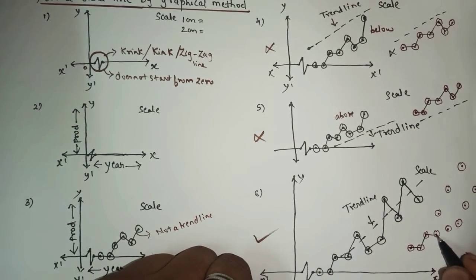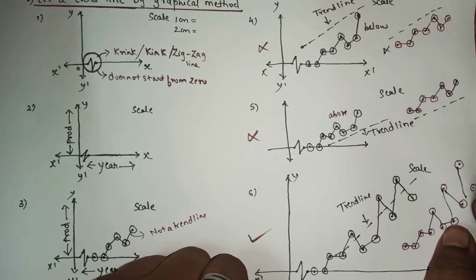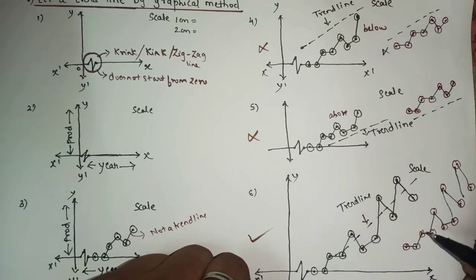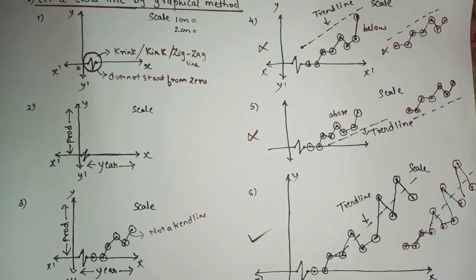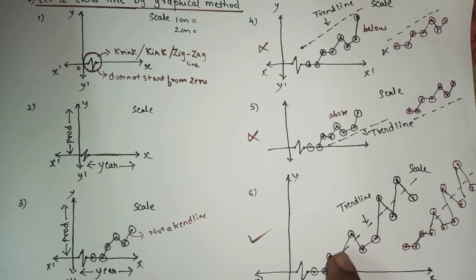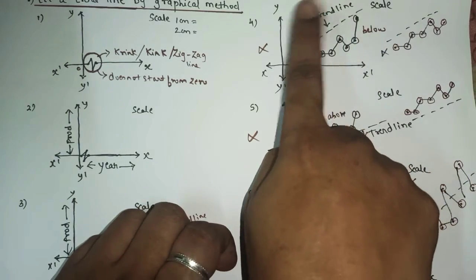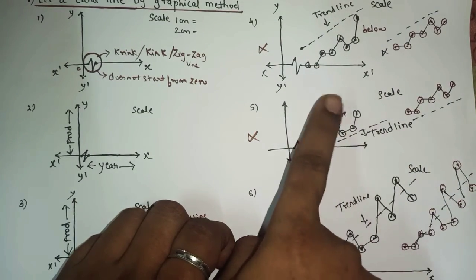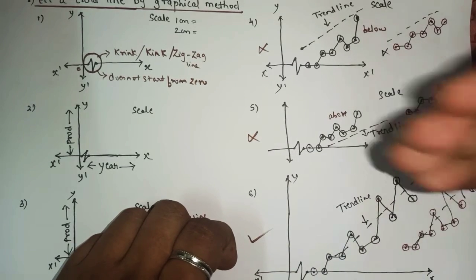After joining, you have to draw the line in such a way that some points lie above and some points lie below. So, understood how to draw the trend line, how to fit a trend line on the graph paper or else on the paper? This is the proper method. You have to remember this. You cannot draw the line showing that all the points lie below or all the points lie above. This is the wrong way. You have to draw the line so that some points lie above and some below.